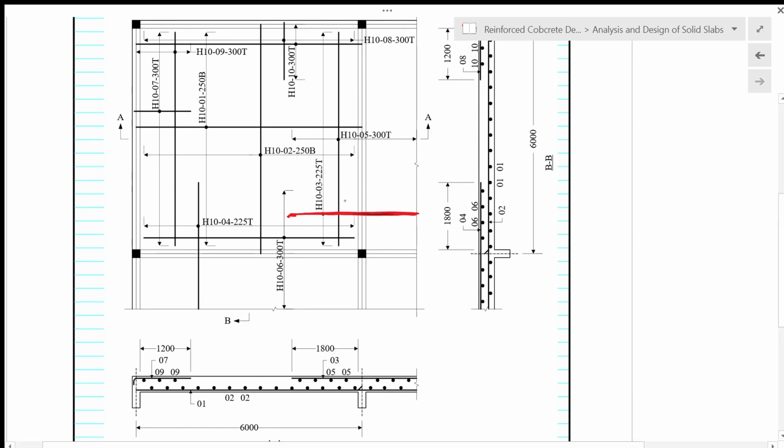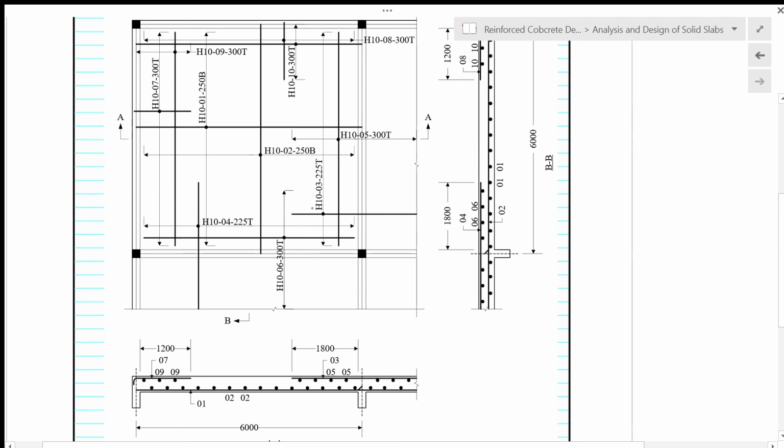So these bars have to be placed in this direction. We don't indicate all the bars, we just indicate that it has to be placed from here to here, with a dimension line, and with a dot here, and then we just specify that it's H10 at a spacing of 225, and it should be at the top, and it's bar 03 in the cross section here. So this is bar 03 in the cross section.